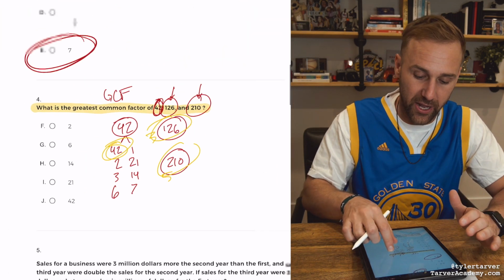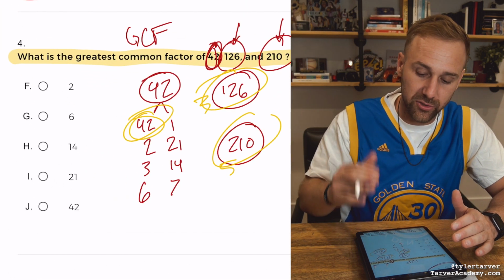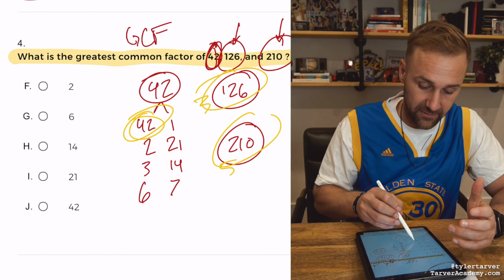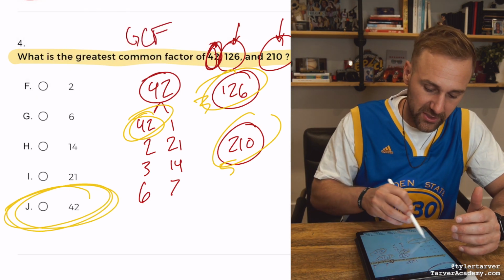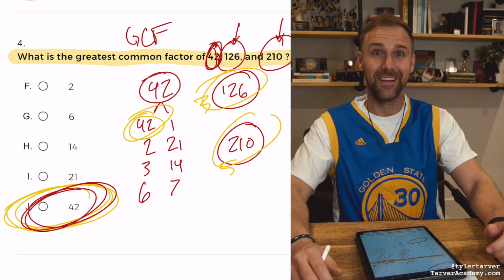Read the question again to make sure we got it right. What is the greatest common factor of those three numbers? That's it. 42. We did it. Let's circle it with red so it means more. There we go. We learned something today.